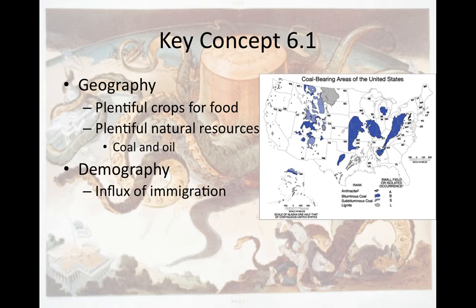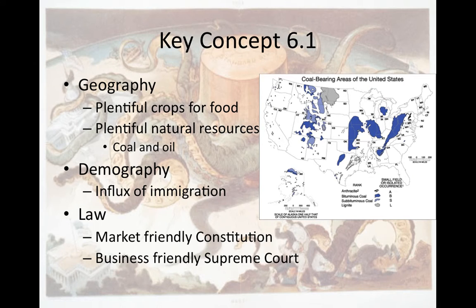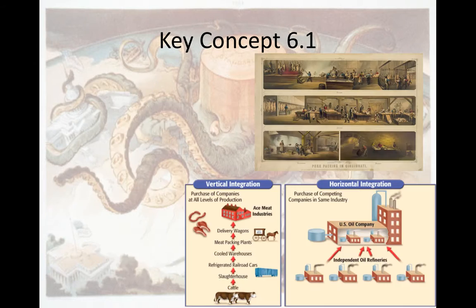Second part of our acronym is D, which stands for demography. Our influx of immigration and our large surplus labor population allows for there to be a lot of workers and allows companies to keep wages down because there are so many workers willing to go after jobs. And then finally, law. So our acronym GDL, law, refers to the fact that our Constitution is market friendly and the Supreme Court is business friendly. So they interpret laws in the Constitution or words in the Constitution to benefit the businesses, usually at the expense of the workers. We'll talk about that in a second.